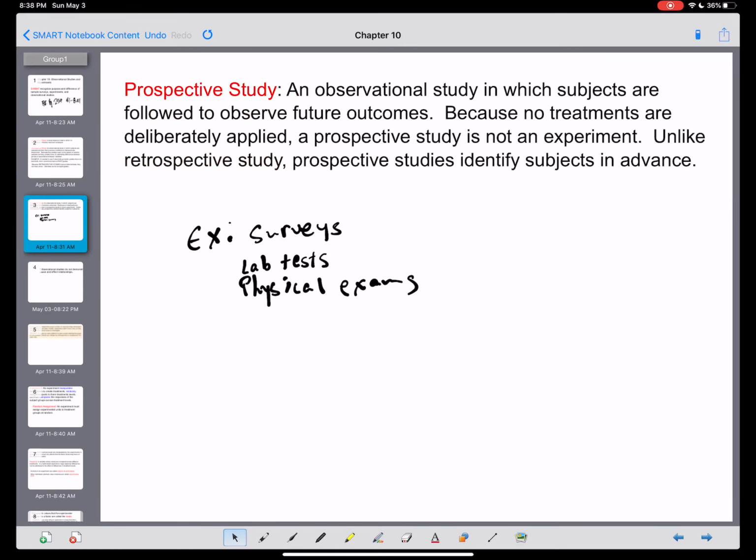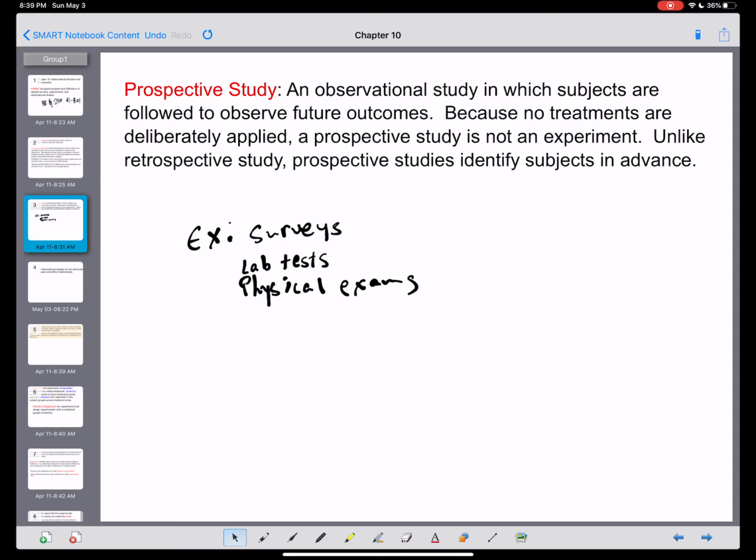The other type is called a prospective study. It's an observational study, so once again, we're watching, we're observing, in which subjects are followed to observe future outcomes. Because no treatments are deliberately applied, a prospective study is not an experiment. Unlike retrospective, prospective studies identify subjects in advance. When we're doing retro, we're looking at everything as a whole in the past. In a prospective study, we're actually doing the study ourselves. Retro is just looking at the past data. Prospective is we're making our own data in the present.